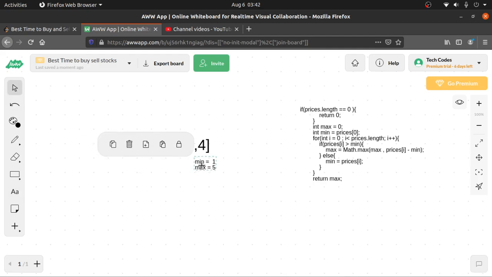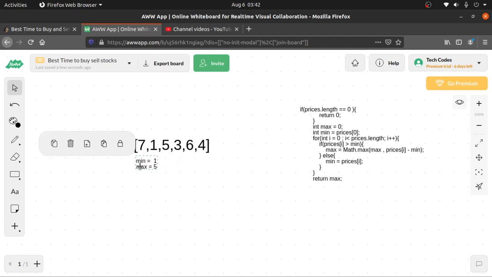And go for the last one. Minimum is 1, so minimum stays the same. And check for the difference between current, 4, minus minimum, and that will give me 3. So max stays the same, min stays the same. And we will return 5 in the answer. That is the maximum number we find here.